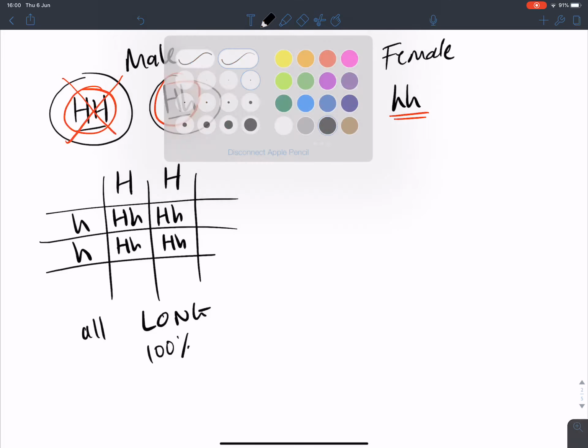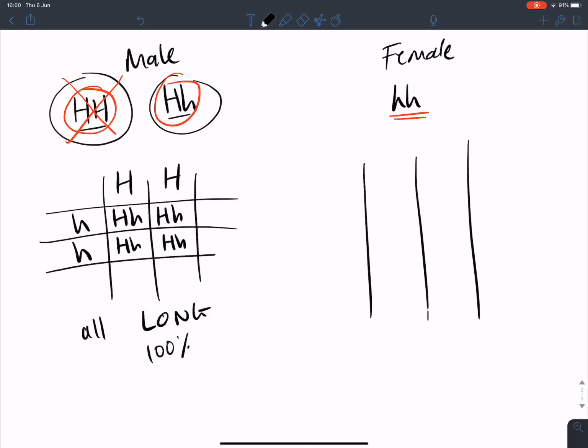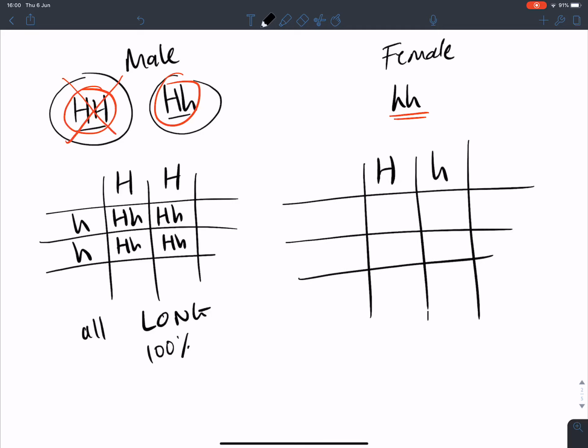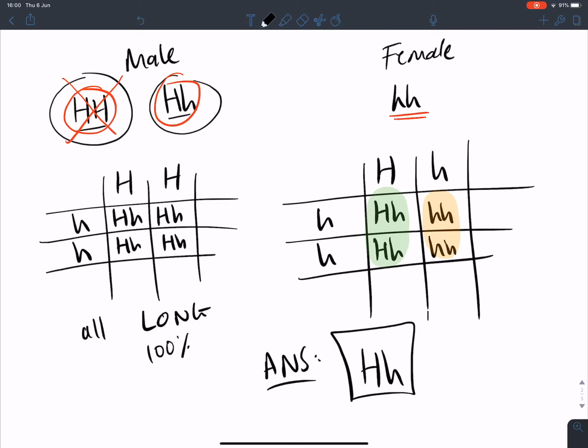And we can prove that. So let's quickly do another one. Let's prove that it was that. So we're going to do big H, little h for the male, and little h, little h for the female. We can see that 50% are going to have long hair, and 50% are going to have short hair, which fits exactly the pattern in the question. So therefore, the answer is that the male's genotype was big H, little h. Okay.